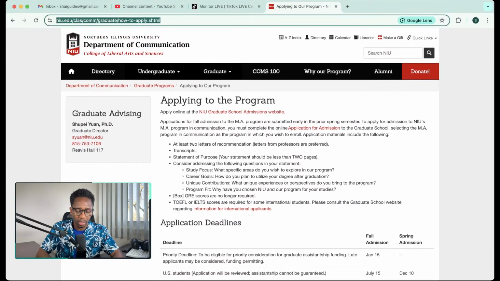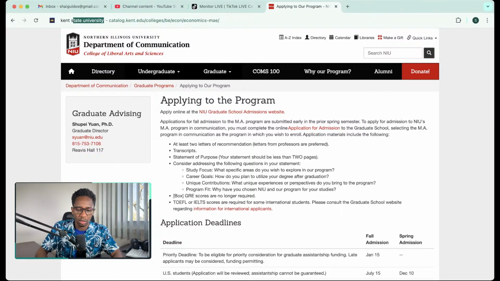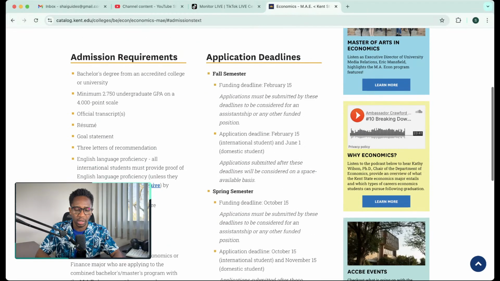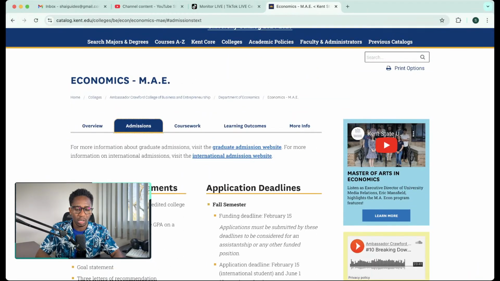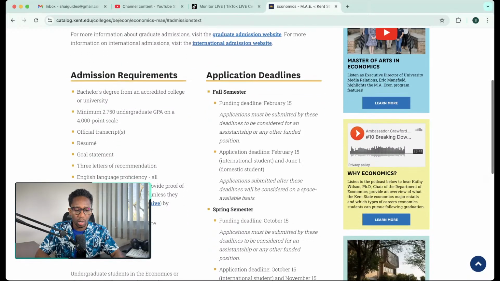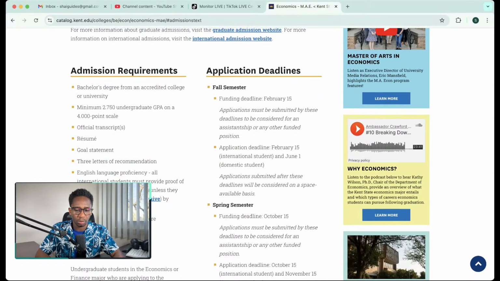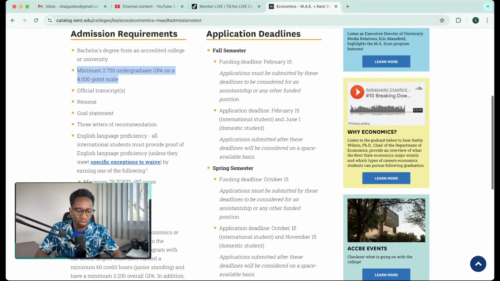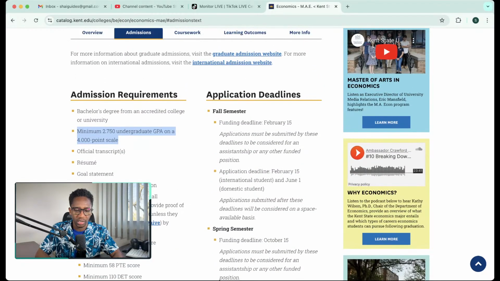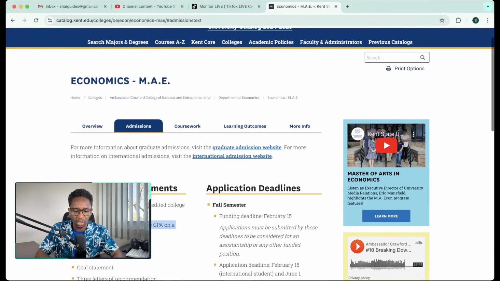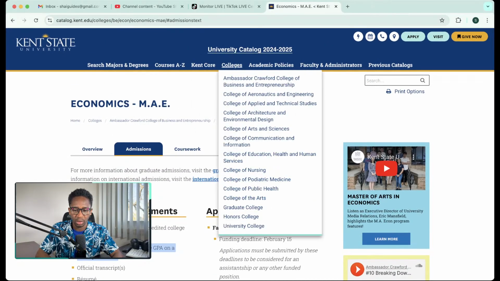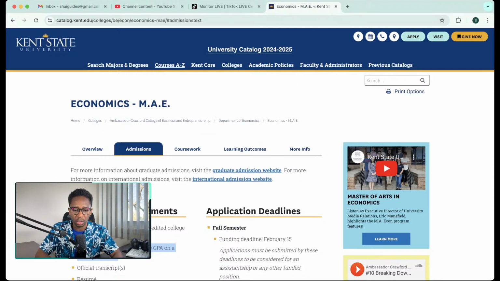We can also check Kent State. I know Kent State University. When we go to the masters in economics, you can see that they require a minimum GPA of 2.75 to get admission, and they don't require the GRE or anything. So that's another thing. We can also check other programs at Kent State, just to make sure it's not just the economics program.